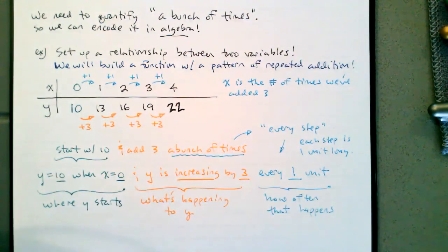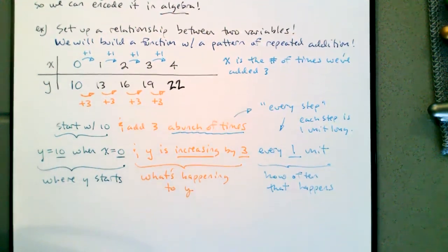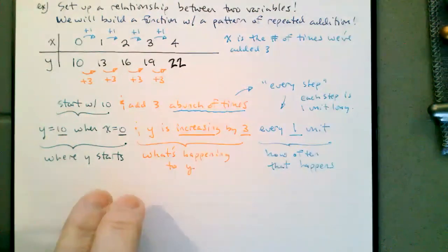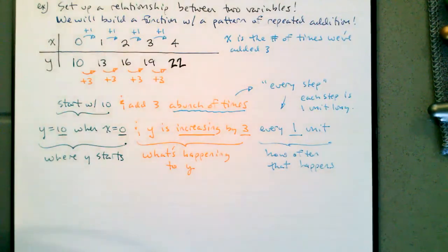So this is how we're going to start writing equations for patterns of repeated addition. We want to say where y starts, what's happening to y, and then how often that happens. Let's look at another example where we're going to describe where y starts in this fashion: y equals 10 when x equals 0. We're going to describe what's happening to the y. Y is increasing by 3, and then we're going to say how often that happens. So let's make a function.